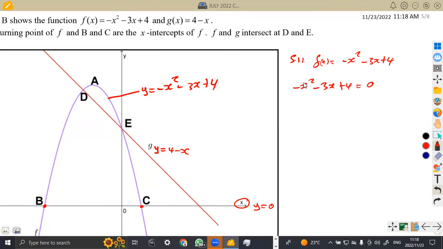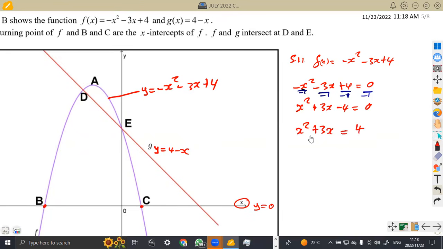We know that when using the completing the square method, the coefficient of x squared must be 1. So you're supposed to divide by negative 1. That's x squared plus 3x minus 4 is equal to 0. Here we are dividing each and every term by negative 1. So we can transpose the constant part to the other side of the equation. That's negative 4 is going to be positive 4.